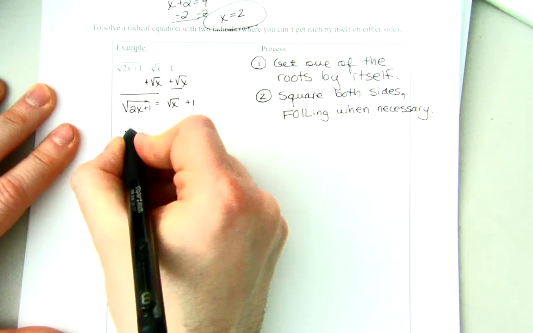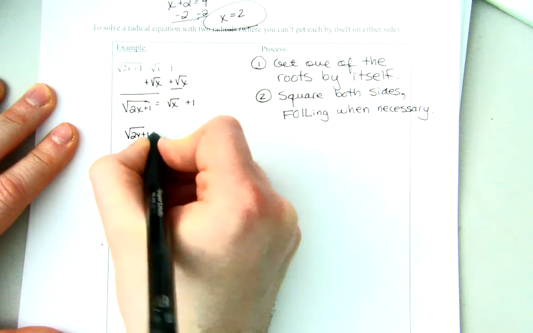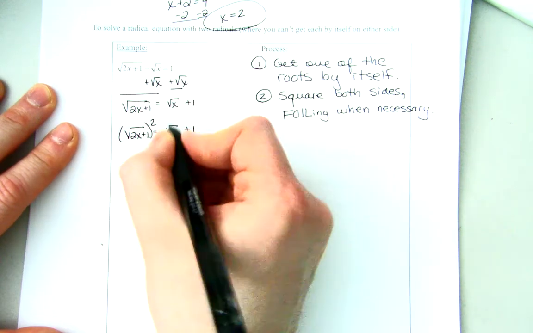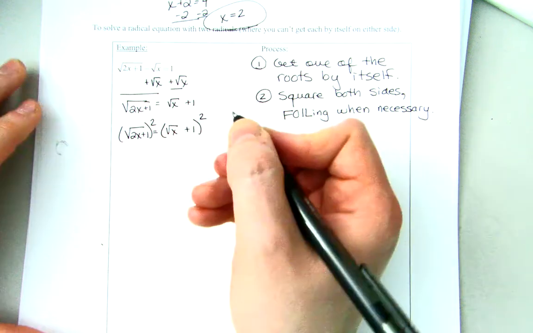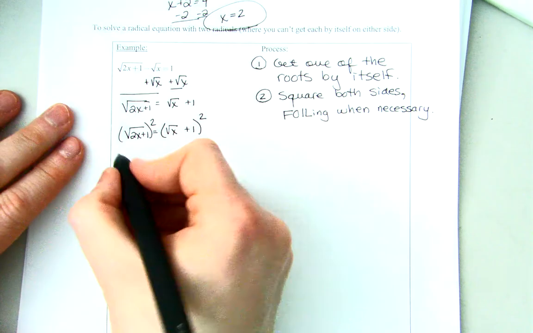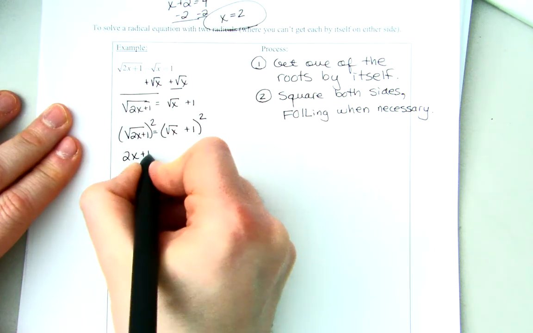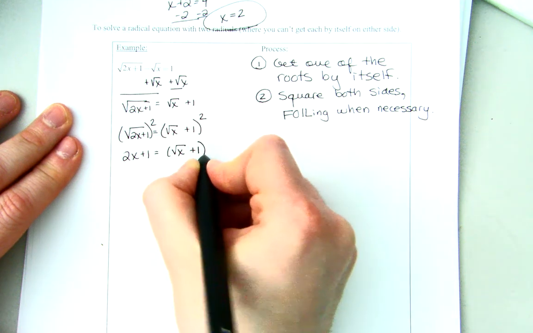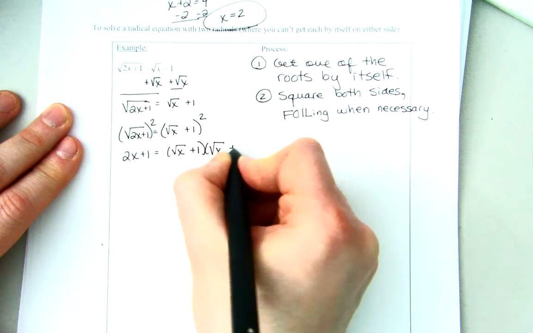So, square root 2x plus 1 equals square root of x plus 1. I'm just going to show that as a separate line, so when you're looking back in the notes, you see this is my next step. I'm going to square both sides. Left is really easy. But the right, to square that thing, I'm going to need to write the thing out twice. So root x plus 1 times root x plus 1.